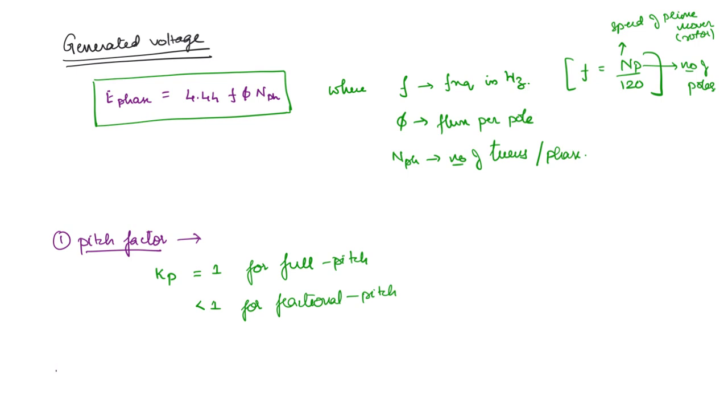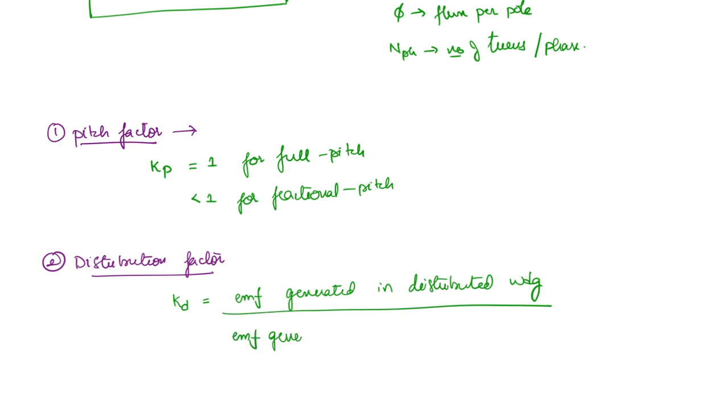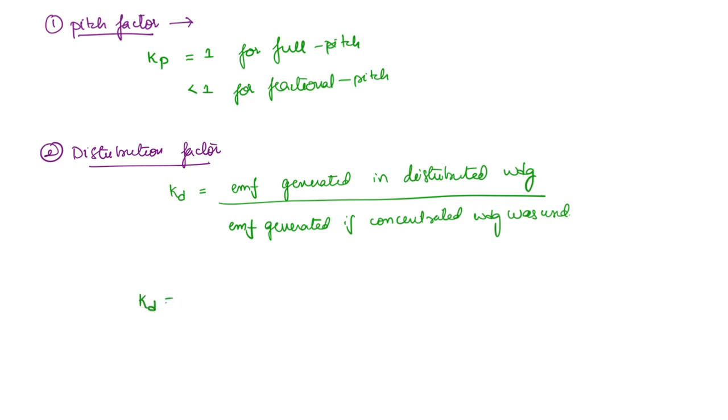And next is the distribution factor. This is represented by Kd. It is given by the EMF generated in a distributed winding divided by the EMF generated if a concentrated winding was used. Similarly, the pitch factor you can also write with a similar expression: the EMF generated for fractional pitch divided by the EMF generated for full pitch. That is why you get Kp equal to 1 for full pitch. The exact derivation of this is not required right now, but the final expression for the distribution factor, this you can write down.